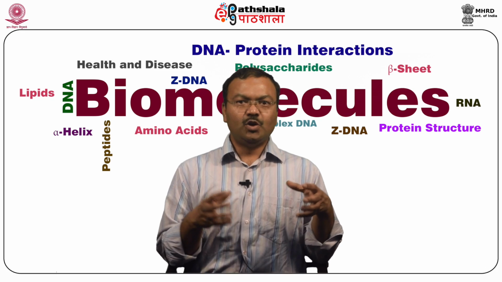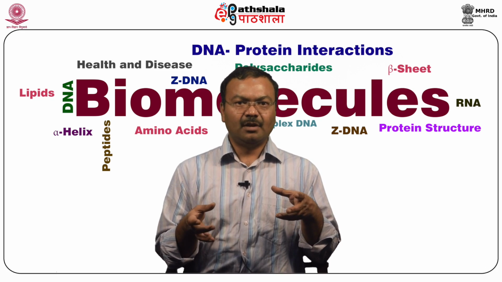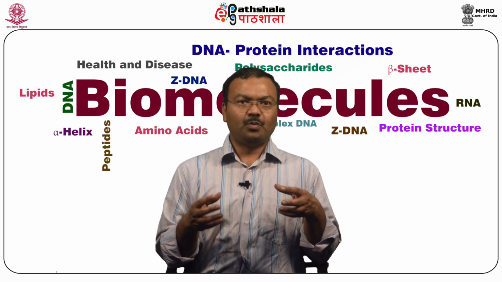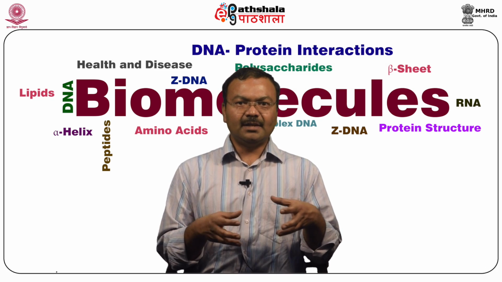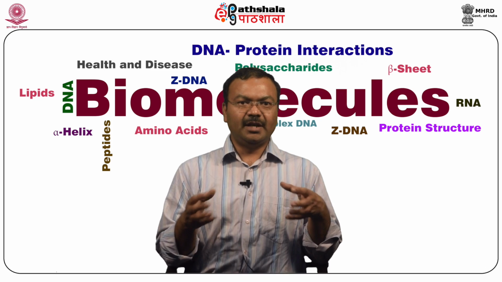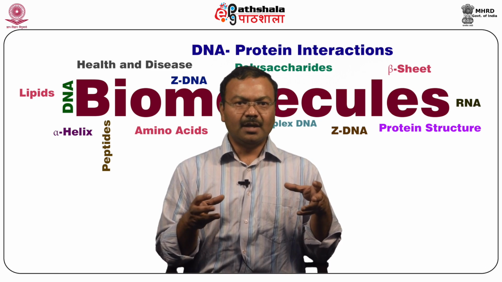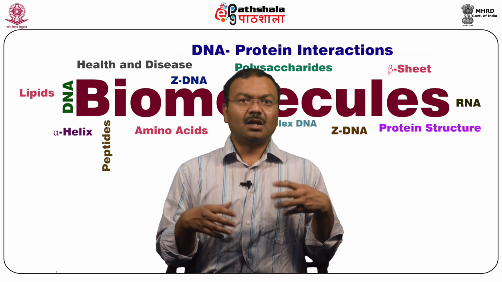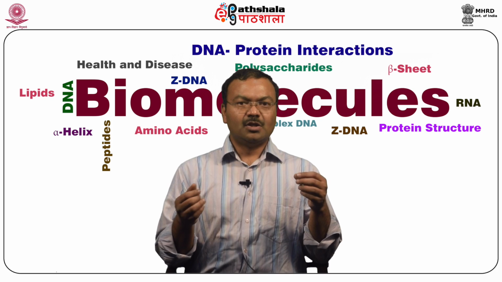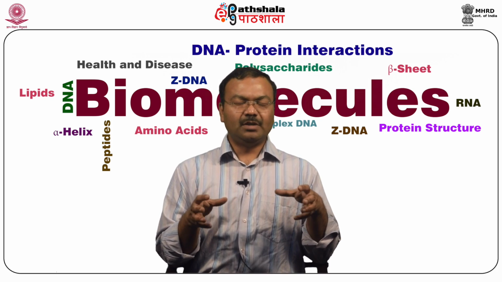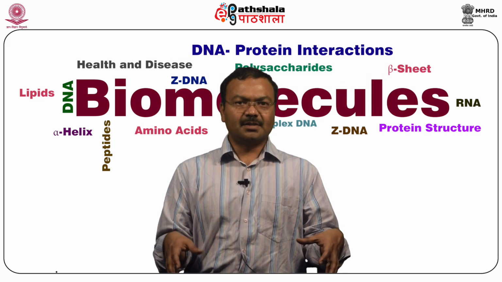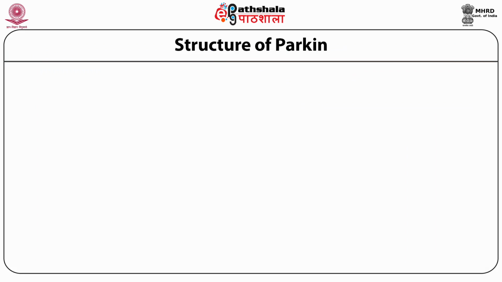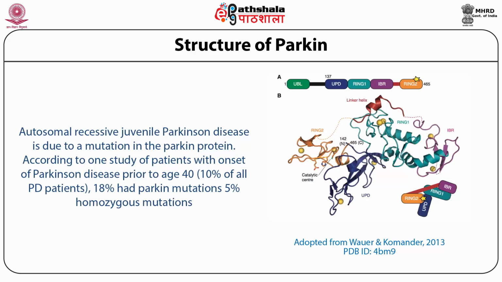Parkin is a component of a multi-protein E3 ubiquitin ligase complex, which is part of the ubiquitin proteasome system that directs the targeting of proteins for degradation. So Parkin is a part of this complex and helps to degrade the proteins which are toxic to neurons. So a mutation in Parkin also causes this disease. Here we show the structure of Parkin. The autosomal recessive juvenile Parkinson disease is due to a mutation in the Parkin protein.